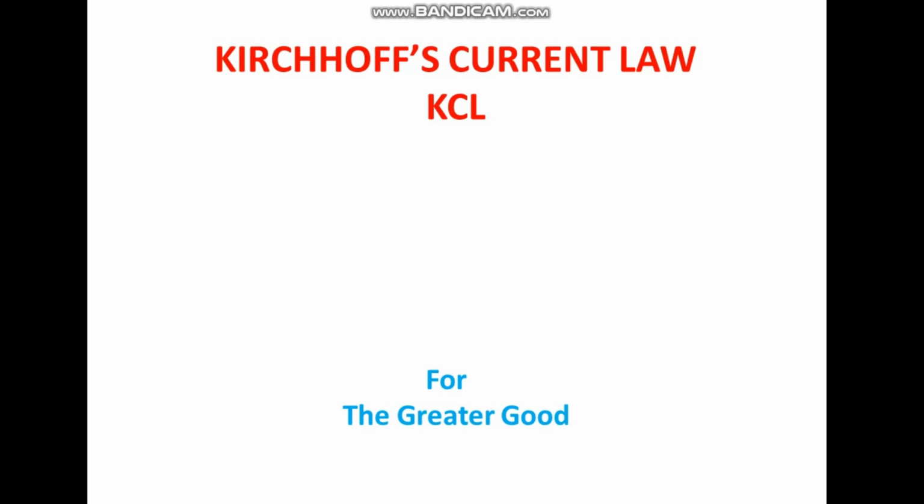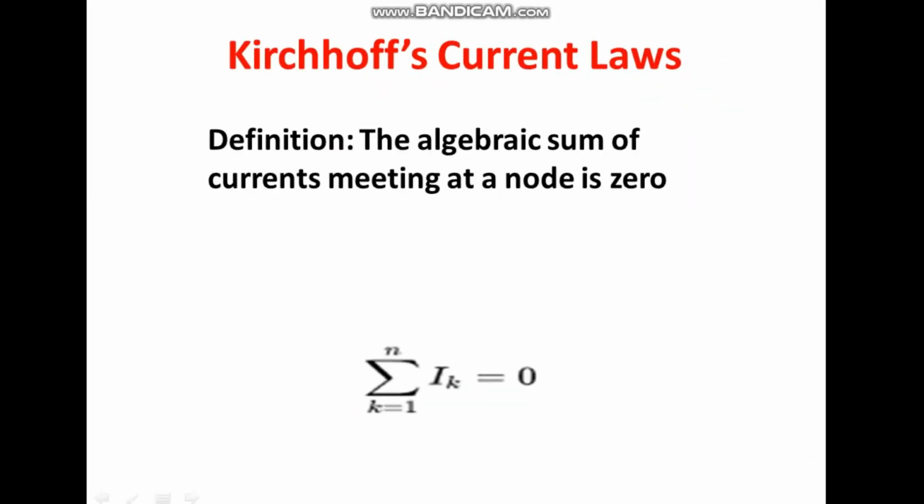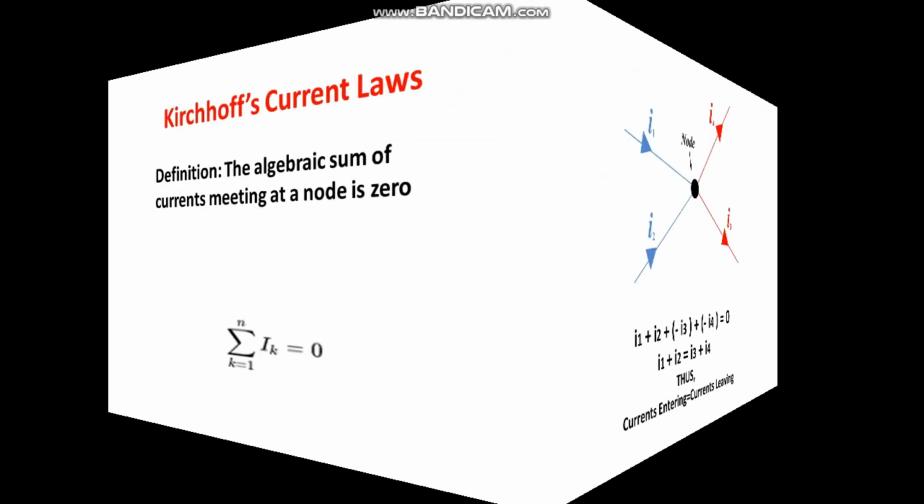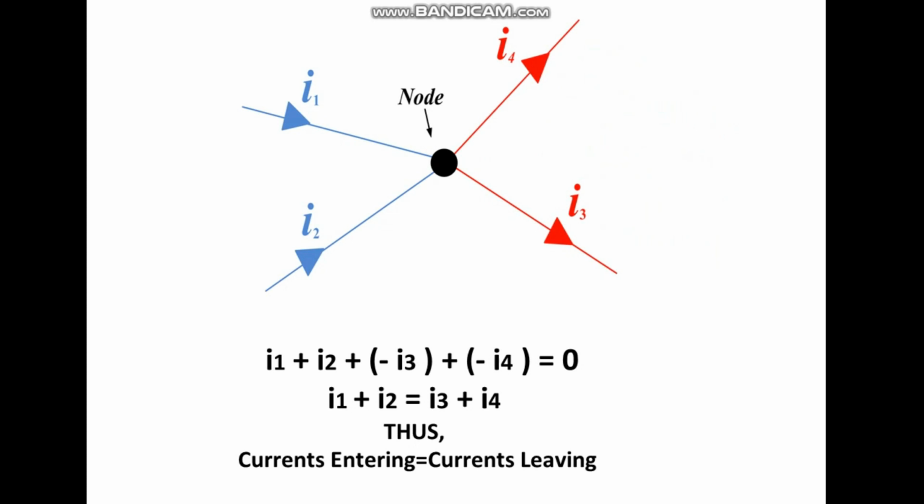Today we'll be studying Kirchhoff's current law. Kirchhoff's current law, or KCL, states that the algebraic sum of currents meeting at a node is zero. It can be better understood with the help of this diagram. Currents I1 and I2 are moving towards the node and I3 and I4 are moving away from the node. It can also be said that the currents moving towards the node will be equal to the currents moving away from the node.